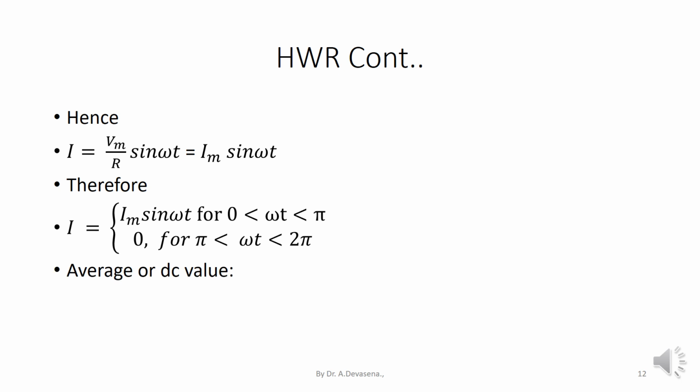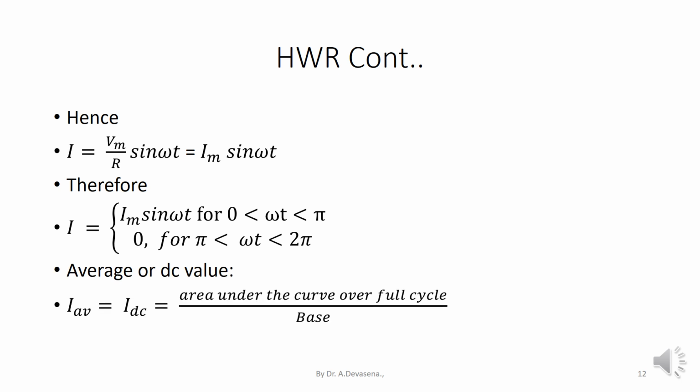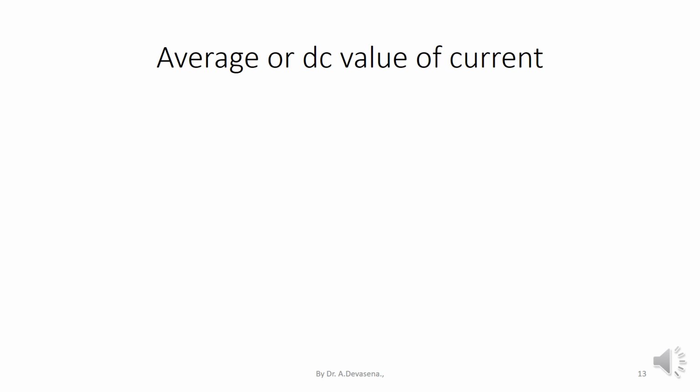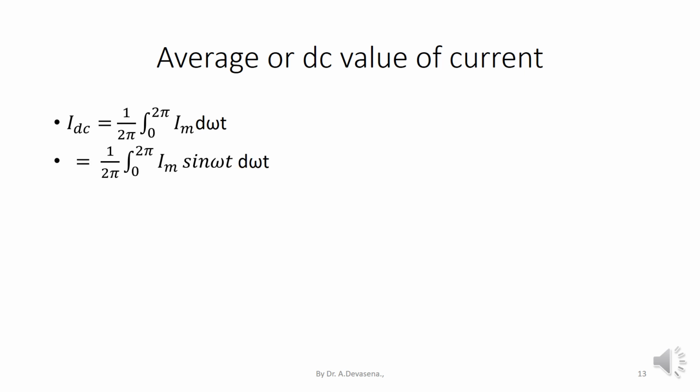The average or DC value, that is I average, is equal to I_DC, that is equal to the area under the curve over the full cycle divided by the base. Let us see the average or DC value of the current. I_DC is equal to 1 by 2 pi integral from 0 to 2 pi of I d omega t. Substituting the value of I, we get 1 by 2 pi integral from 0 to 2 pi of I_m sin omega t d omega t.